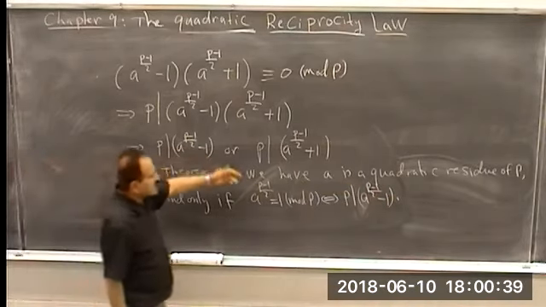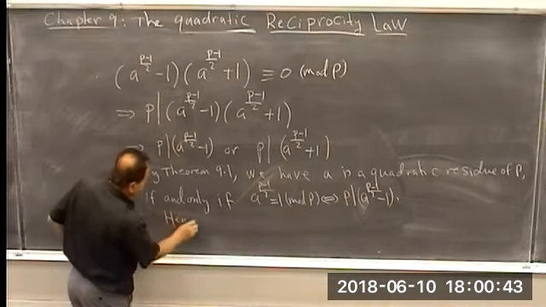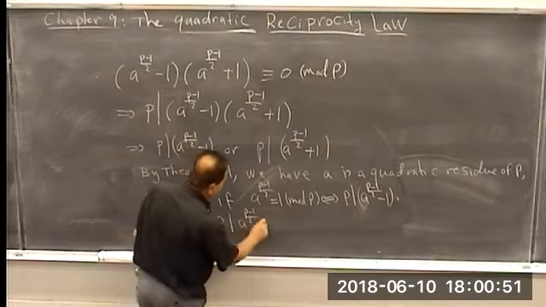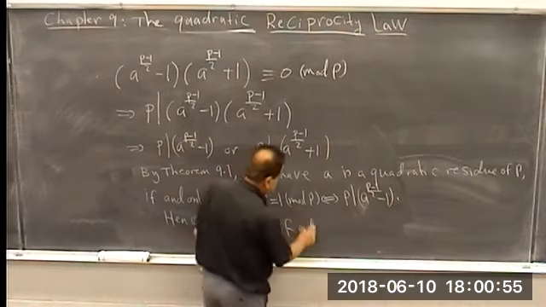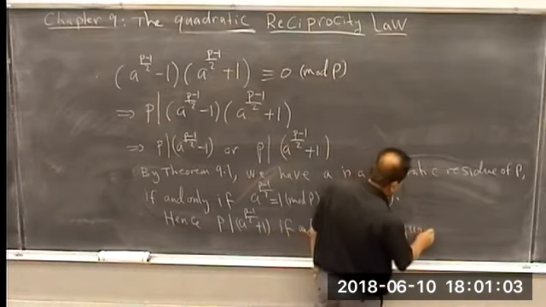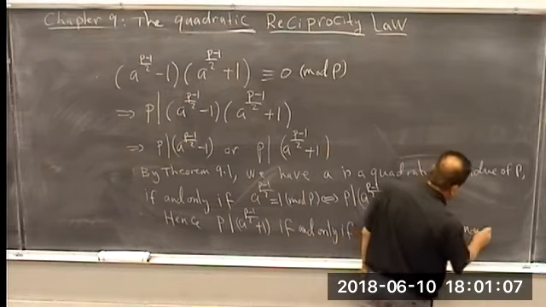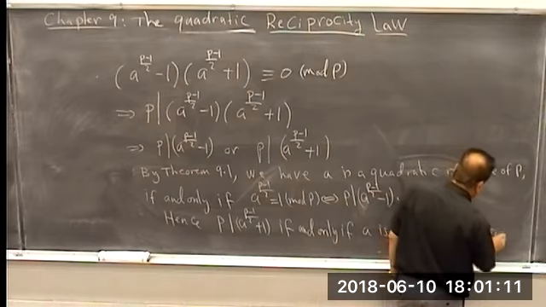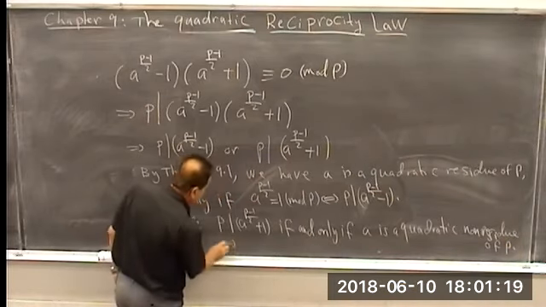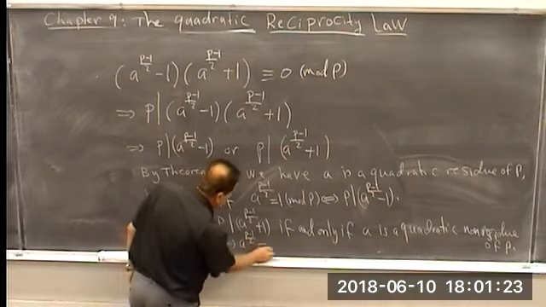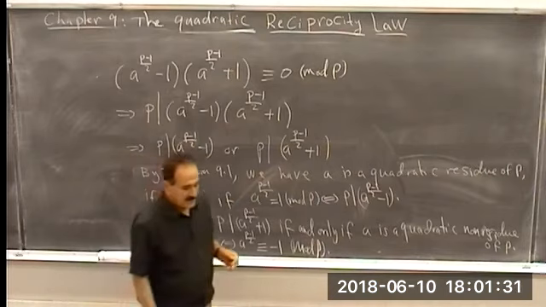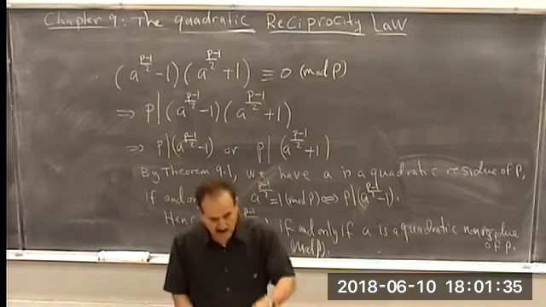Then the other one is going to be satisfied, hence P is going to divide A to the power (P minus 1)/2 plus 1 if and only if A is a quadratic non-residue of P. And this condition, of course, is equivalent to saying that A to the power (P minus 1)/2 is congruent to negative 1 mod P. And this takes care of the proof. All right?